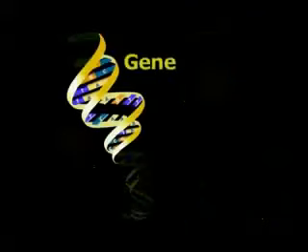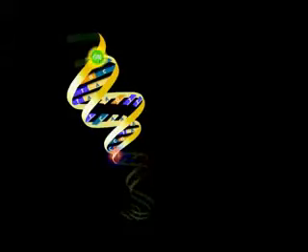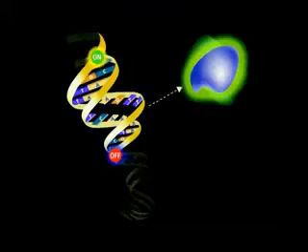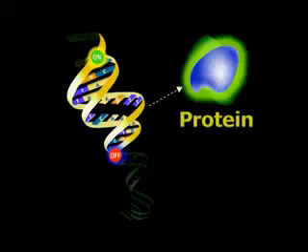A gene is a distinct sequence of DNA that contains both a start and a stop signal, and generally each gene gives rise to a single unique protein. Proteins are essential to the structure and function of plants and animals.